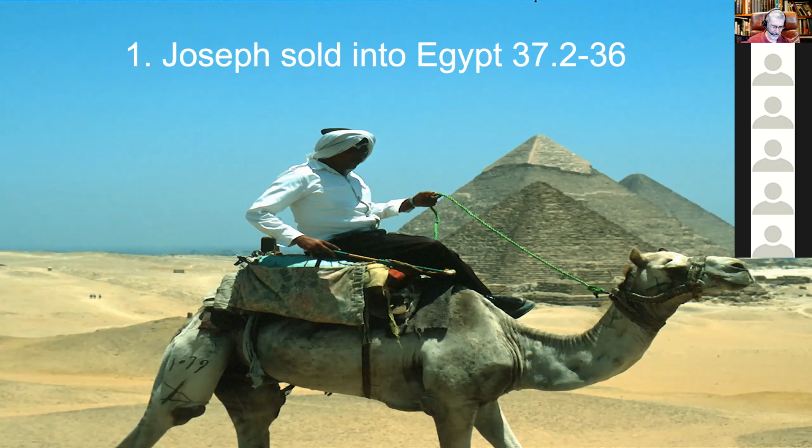They say, "Here comes that dreamer. Come, let us kill him and throw him into one of the pits that we see here. And we will say some fierce animal has devoured him, and we shall see what becomes of his dreams." But when Reuben heard it, now you'll remember Reuben is the firstborn. Reuben is the eldest son born to Leah.